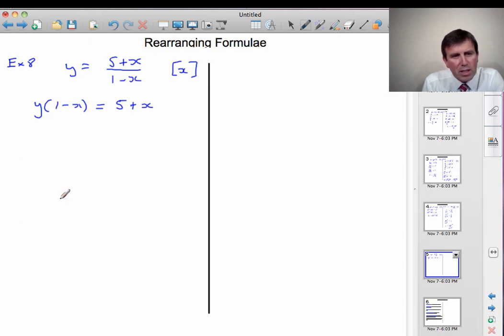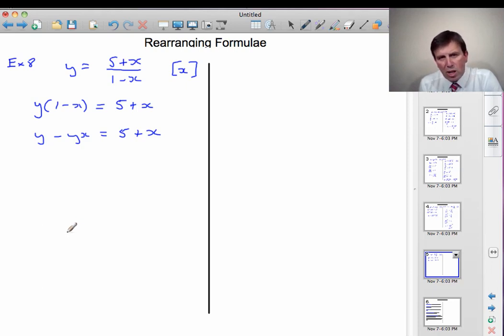At this point, we expand the brackets. So y times 1 is y, y times minus x is minus yx, equals 5 plus x. Now what we need to do is get all the terms involved in the new subject x to one side and get all the terms that don't involve x to the other. And I'll choose to bring the x's to the right where they'll be positive, because if I bring them to the left, I'll end up with minus yx minus x. So let's say y minus 5 when it comes across is equal to x plus yx.